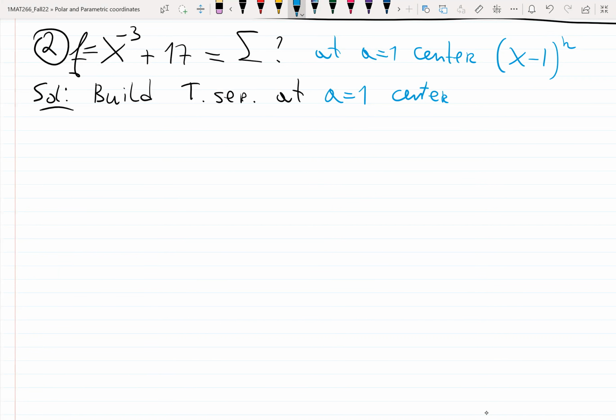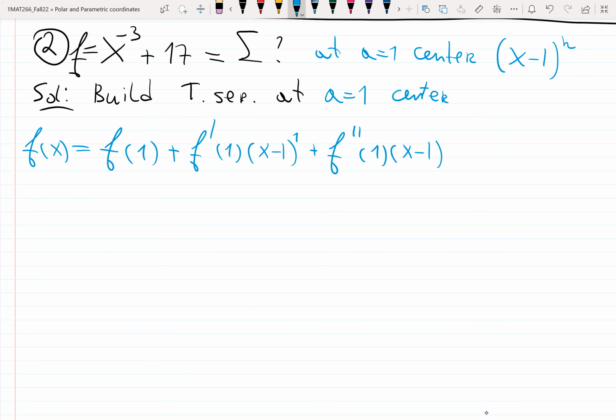So again, let's write down the formula before building it. The formula will be: f of x equals the original function at 1 divided by 0 factorial multiplied by x minus 1 to the 0, plus the first derivative at 1 divided by 1 factorial multiplied by x minus 1 to the 1, plus the second derivative at 1 multiplied by x minus 1 squared divided by 2 factorial, plus the third derivative at 1 divided by 3 factorial times x minus 1 cubed, and let's keep going.